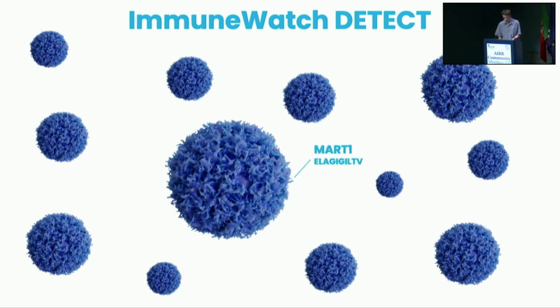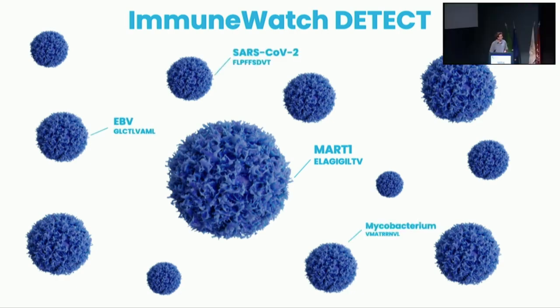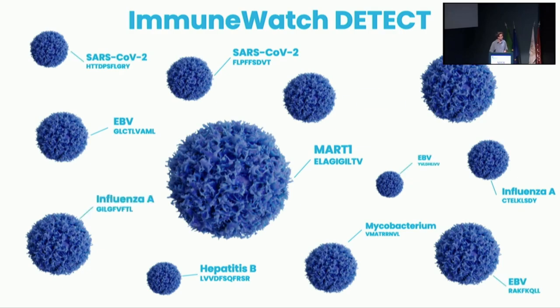So for each TCR, it predicts the target of the TCR, and it can process an entire repertoire in just a couple of minutes. For example, here in the middle, we have a TCR that is predicted to target an epitope from MART1, while on the top left, we have some TCRs that are likely to bind COVID.